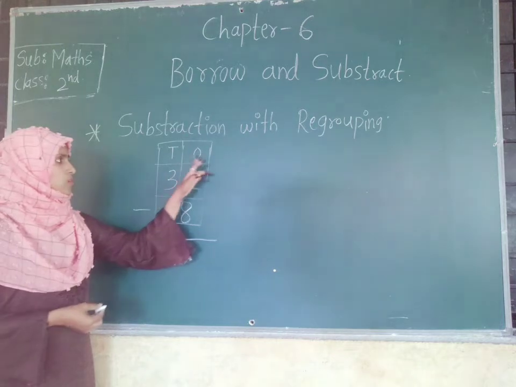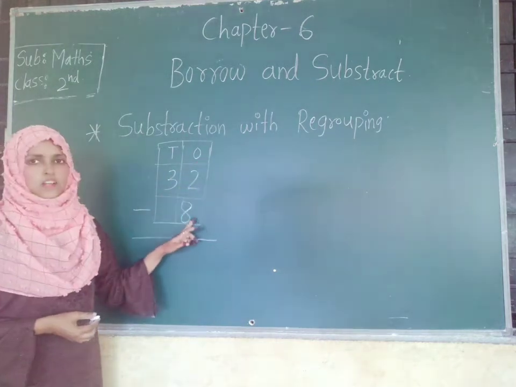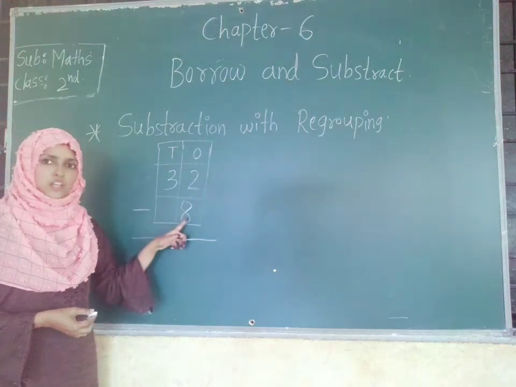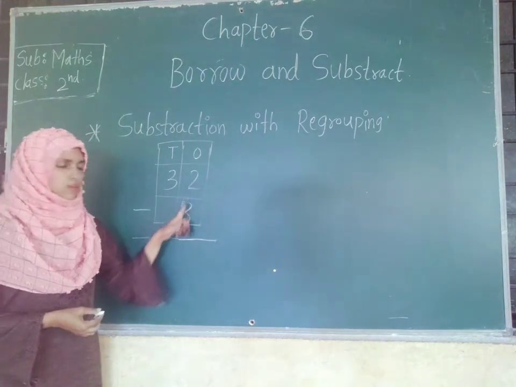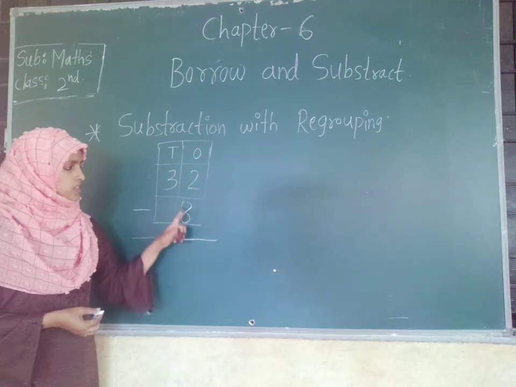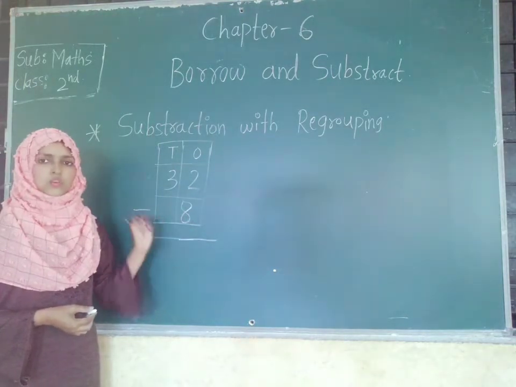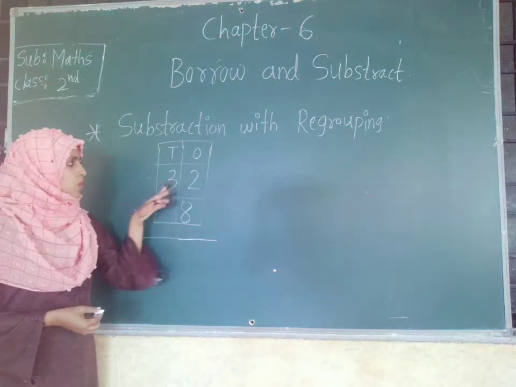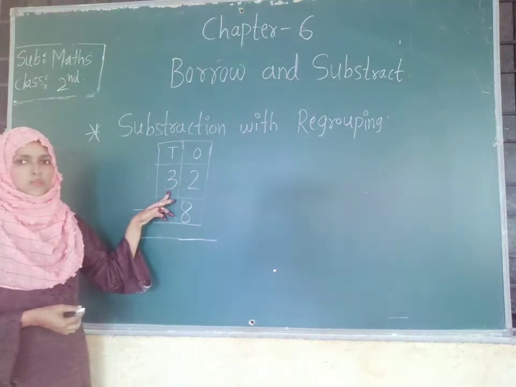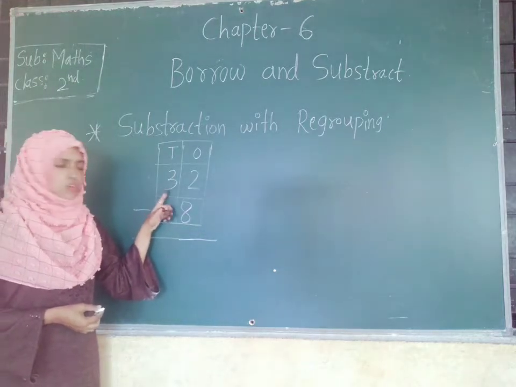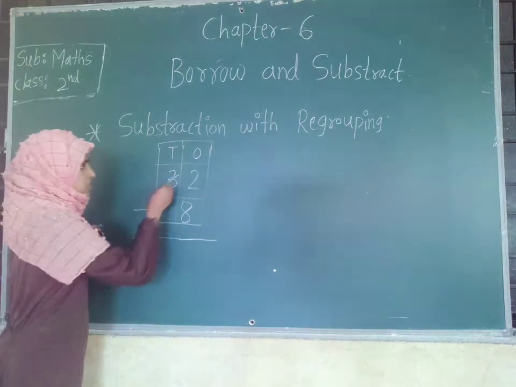In the ones place we have 2 and 8. Now tell me, can we subtract this 2 from 8? No, we cannot subtract because 2 is less than 8. So what will you do? We need to take 1 ten from the tens place. We need to regroup the next digit, that is 3. So regroup this 3 as 2.